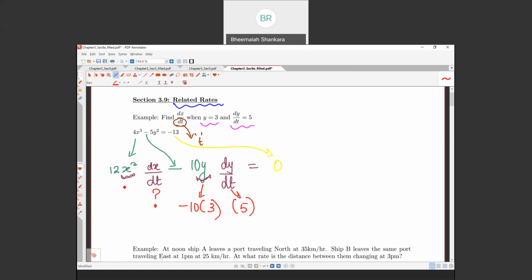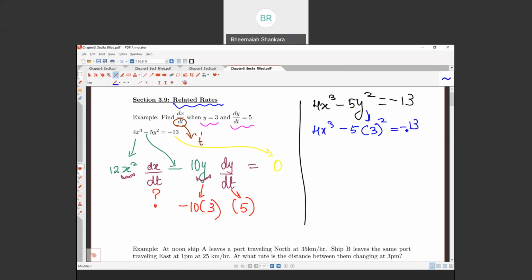So let's see how we find x here. Let's start with the equation 4x cubed minus 5y squared equal to negative 13. We are given the value of y, which is 3. So I'm going to write this as 4x cubed, plugging in the y value, minus 5 times 3 squared equal to negative 13. I'm going to simplify this. 3 squared is 9. 9 times 5 is 45. So I'm going to write this as negative 45 equal to negative 13.